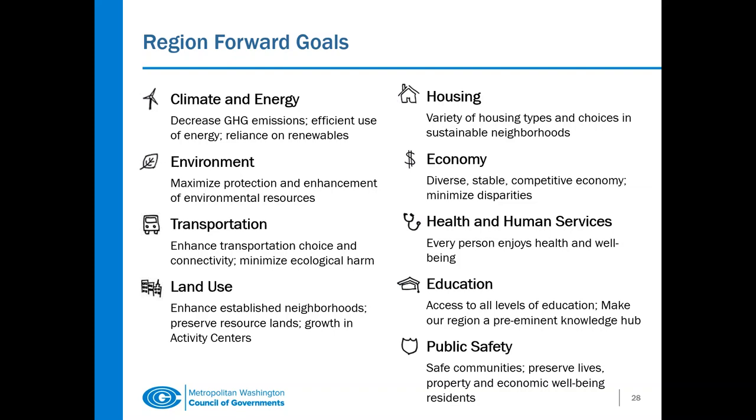The team I'm on supports the climate and energy goals, including greenhouse gas emission reduction. Overall, our environmental programs address climate, energy, air quality, the Chesapeake Bay and water resource challenges, as well as forestry, agriculture, and food. We also serve as the region's MPO and work on homeland security and public safety, as well as a variety of planning services. Next slide, please.